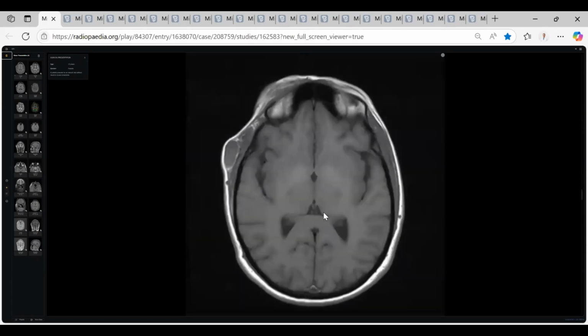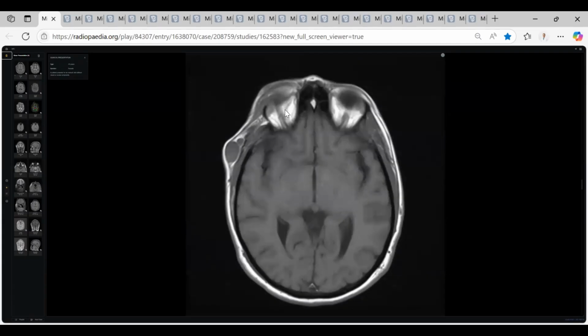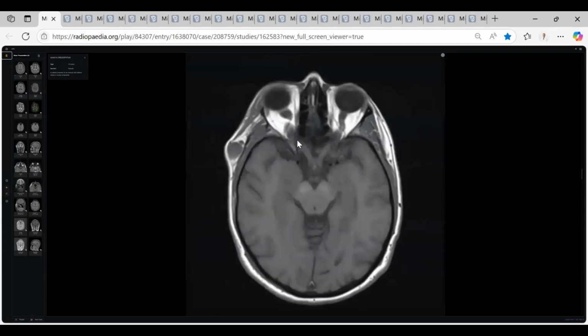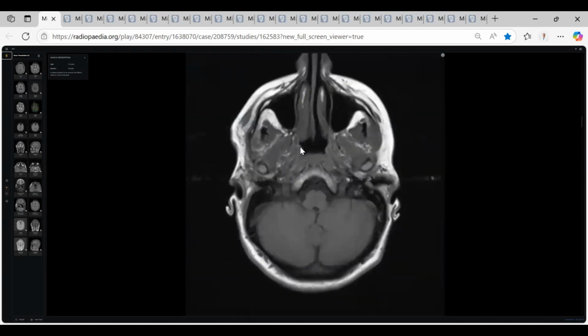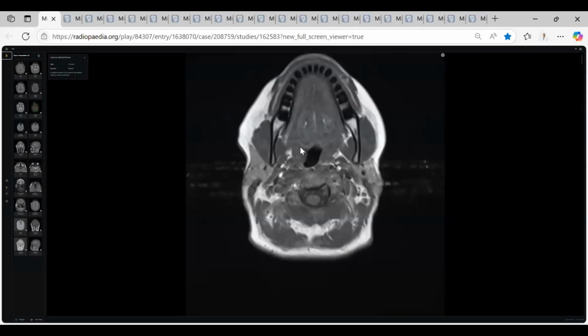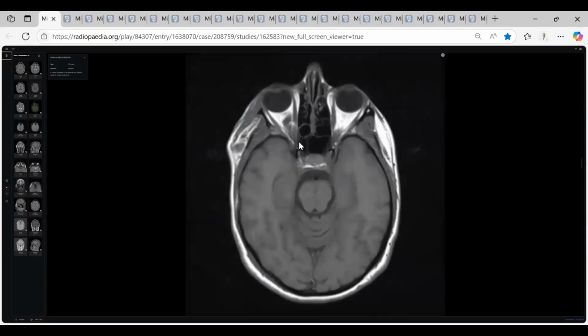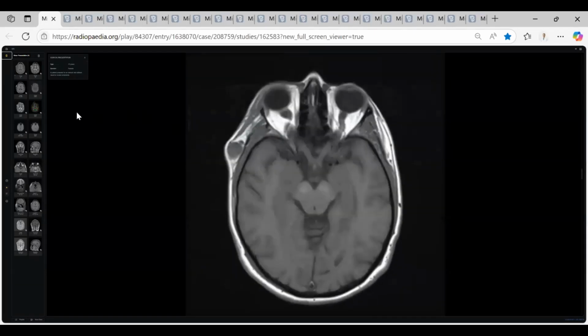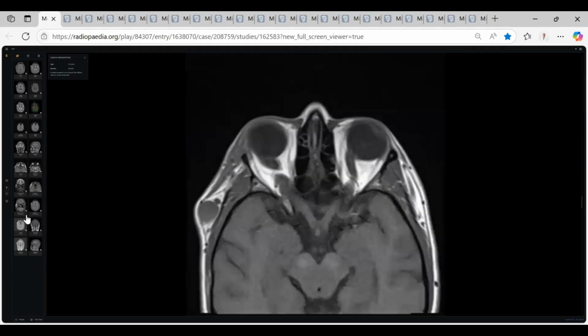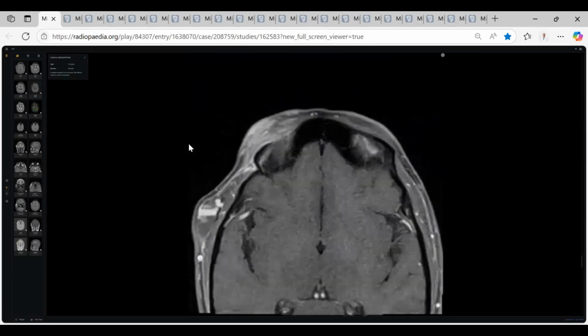I can see that the bilateral orbital cavities are unremarkable. There is mild kinking noted in the right optic nerve, which I would like to correlate and see on other images as well. I will scroll to the last section to see any other abnormality, which I cannot see. So I would like to correlate my findings with the post-contrast images and T2 images as well. Yes, sir.